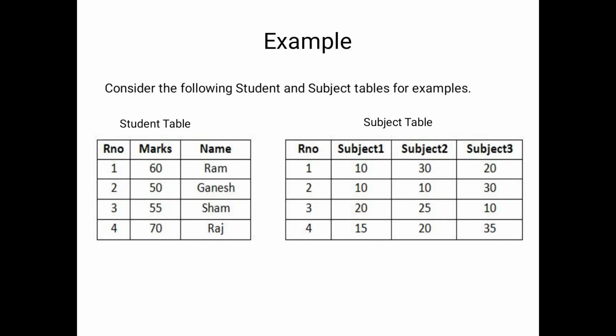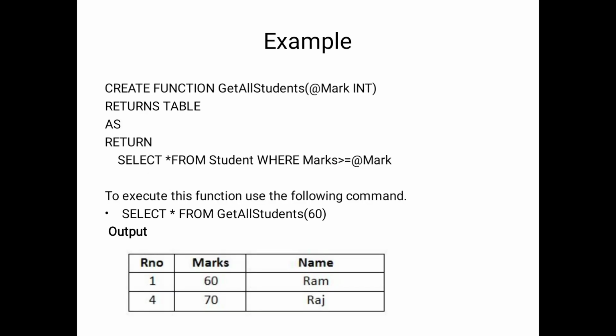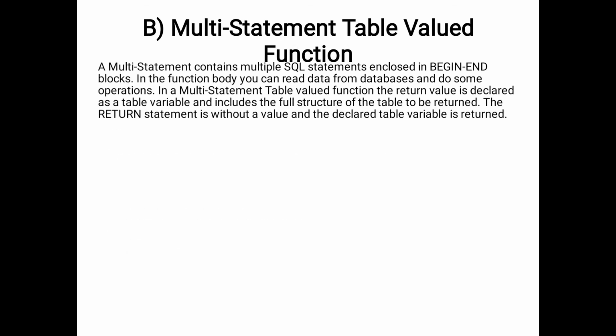That's why here we will receive the output as roll number 1 and 4 values. Okay, I hope all of you understand the second one also. Now the last one, multi-statement table valued function.